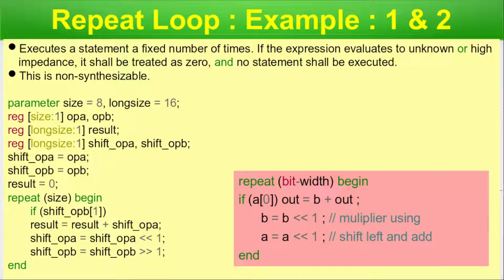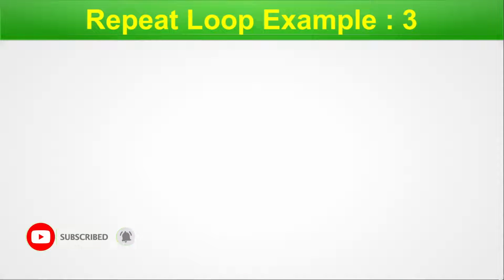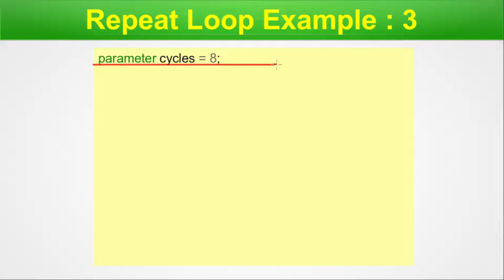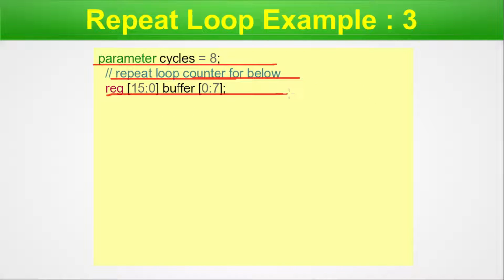We are done with the two examples of the repeat loop in this slide. So let's move on to the next slide. Repeat loop example. Here we are going to see the third example. We have parameters defined, cycles equal to 8, and we have the counter. This is the repeat loop counter, and we have defined the buffer.